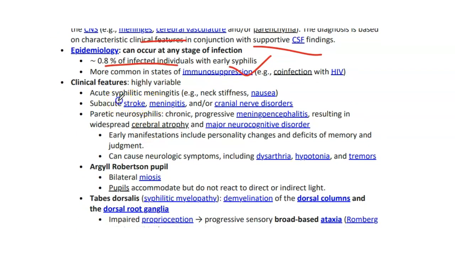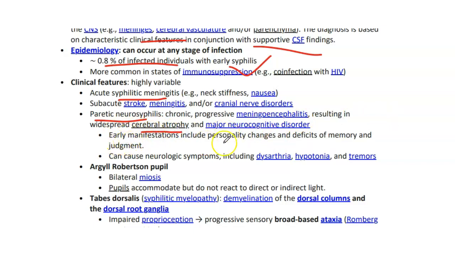Acute syphilitic meningitis: there will be neck stiffness, nausea, and subacute stroke, meningitis, and or cranial nerve disorder. Paretic neurosyphilis: chronic progressive meningoencephalitis resulting in widespread cerebral atrophy and major neurocognitive disorder.